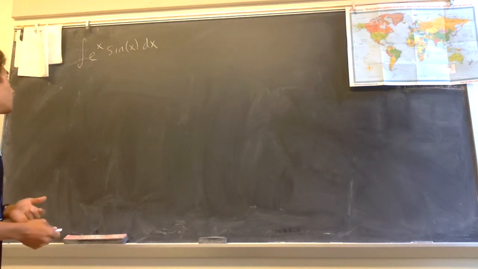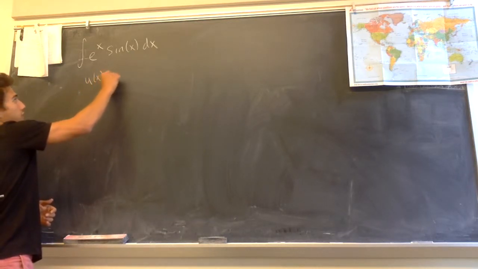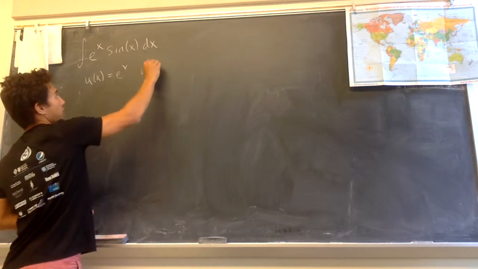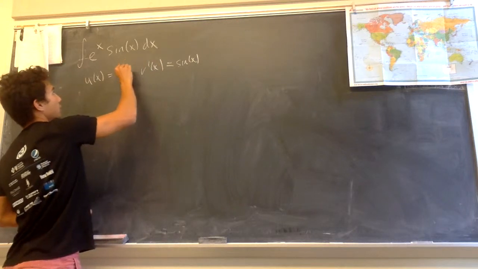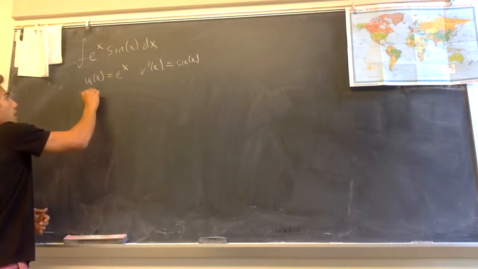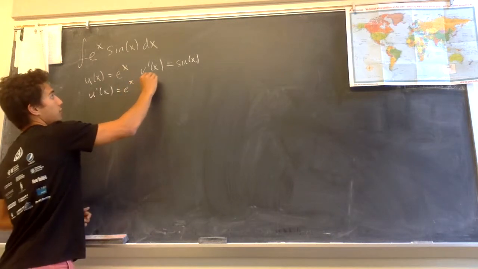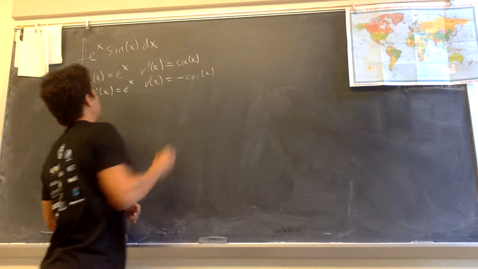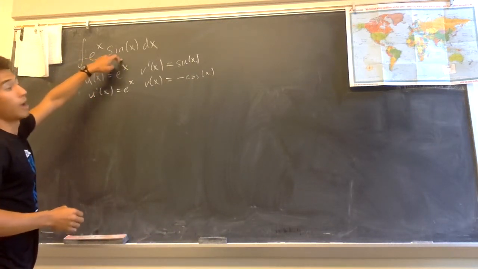parts. So let's let our u of x be one of the functions. In this case, actually, it doesn't matter. And our v prime of x be the other function, which means that u prime of x is e to the x, and v of x is negative cosine of x. And so we've written our integral as u times v prime.